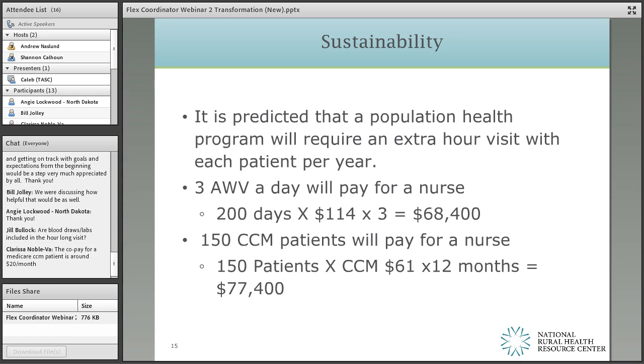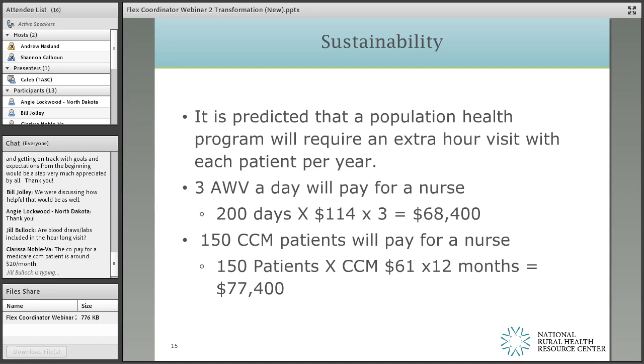But if you had one chronic care manager taking care of 150 patients monthly at $61, that's the complex one, that would give you $77,400 just for doing that one service.